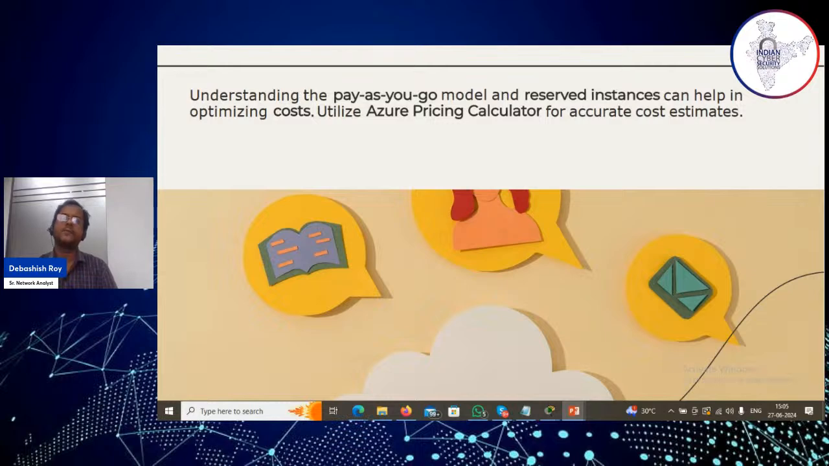And also you have reserve instances to reduce the cost, because if you are reserving an instance, say for example up to 3 or 4 years tenure, so definitely you are going to save some cost, you are going to optimize the cost. You are not every now and then starting or stopping the instance, you are not using the on demand instances, so definitely you can leverage the cost there. Utilize Azure pricing calculator for accurate cost estimates.